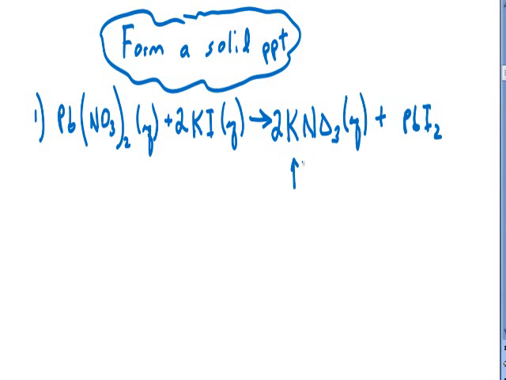Also, all compounds containing a 1A element, such as potassium, are also soluble. So potassium nitrate is soluble and the product will be aqueous. On the other hand, lead iodide. Looking at the solubility rules, all iodides are soluble except for silver, mercury, and lead. Lead iodide is insoluble. That means this will make a solid precipitate product.